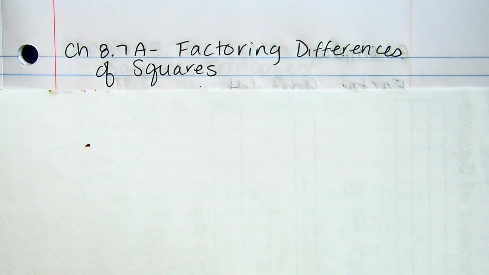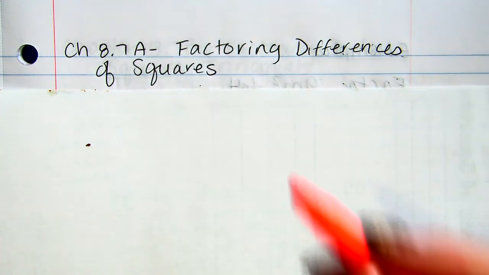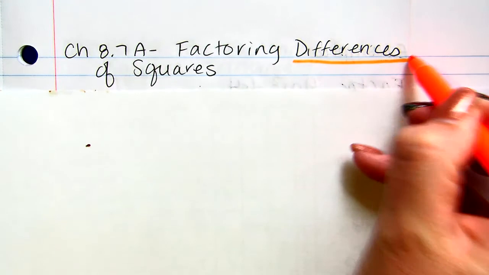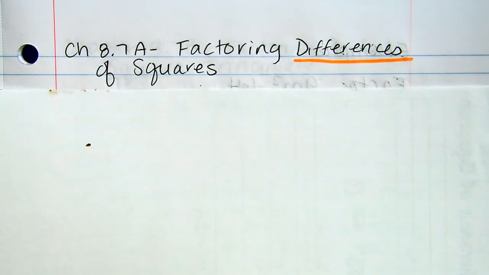Our section that we're going to be working on today and learning about is Chapter 8.7. In this section, we're going to be focusing on two items: factoring the differences of squares and factoring perfect square trinomials. Today, our focus is going to be on factoring differences of squares. Now, the key word there is differences, and that's something that we're going to need to take into account in this lesson. Okay, so I'm going to underline the word differences.